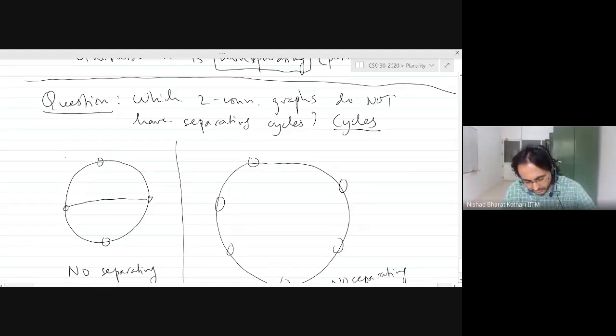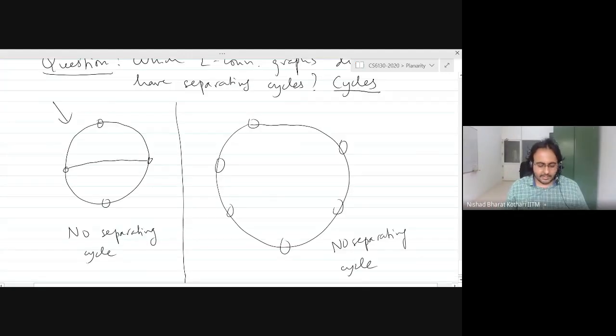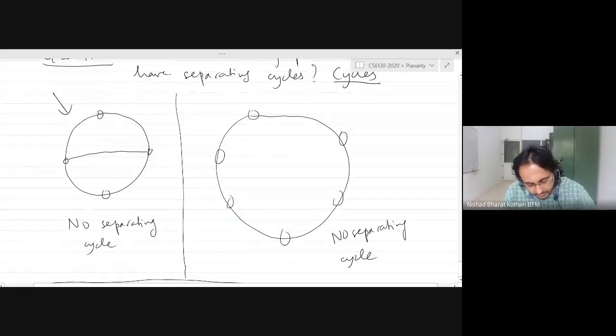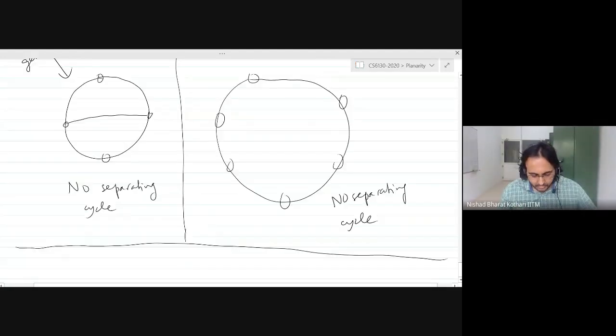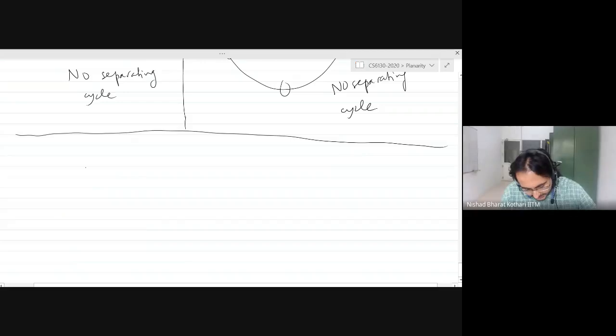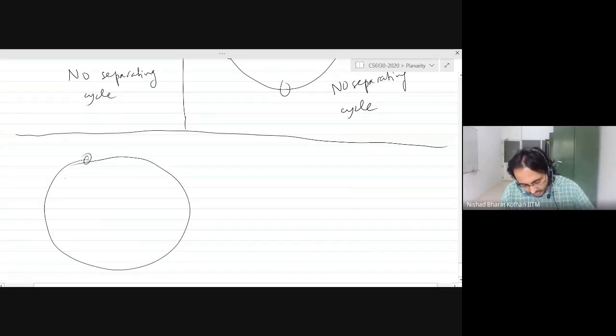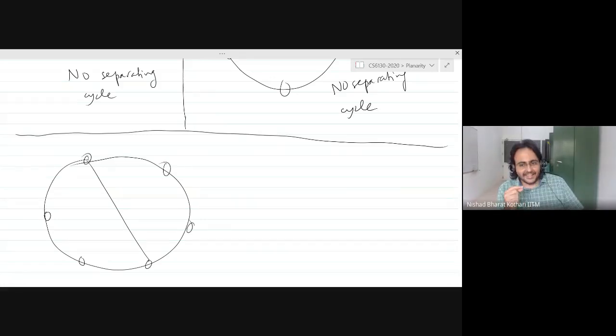But now what about this possibility? Can we generalize this? Can somebody see how you can generalize this? A cycle with one chord. Thank you. So you take any cycle and put one chord. Can you generalize this further? Any subdivision of this. Okay, fantastic. Take any subdivision of this guy. Good. This is the answer.